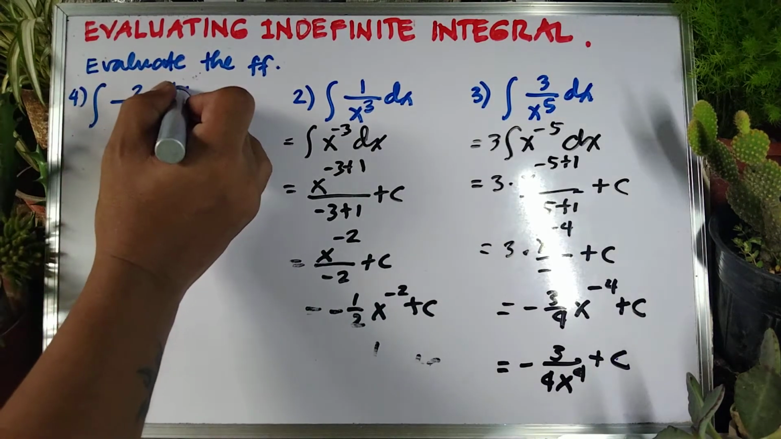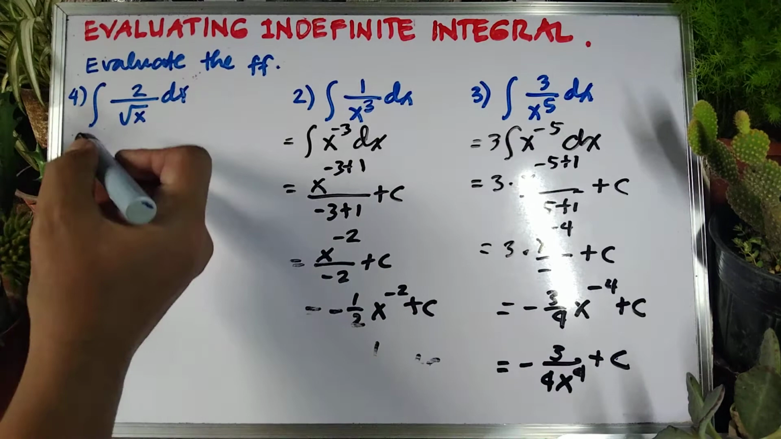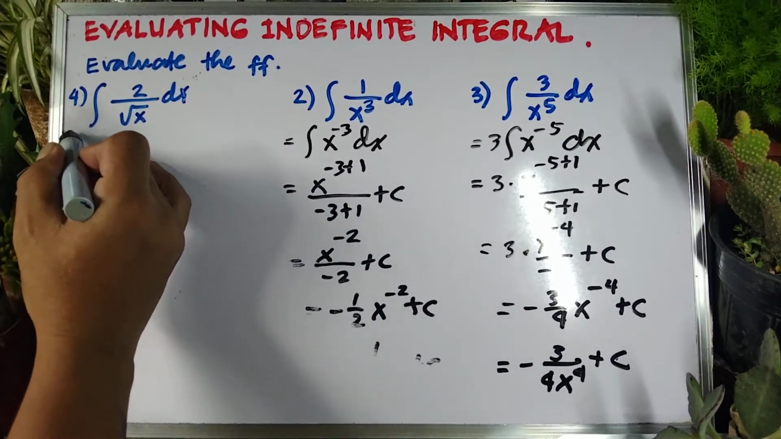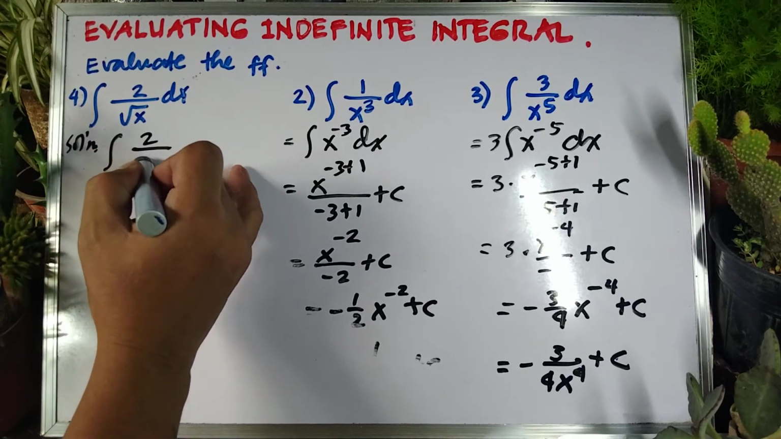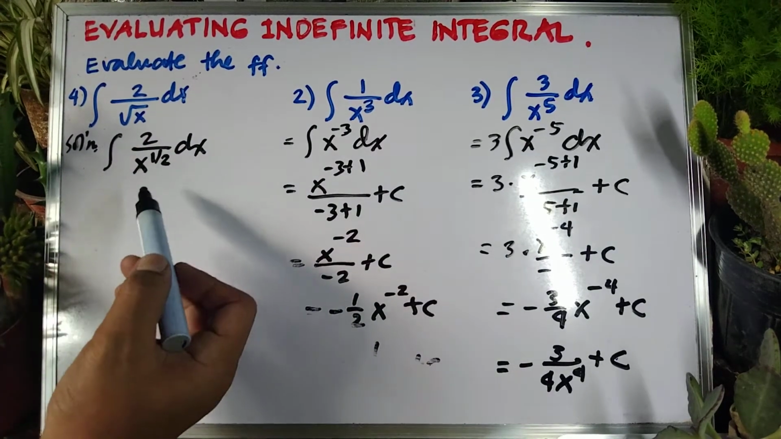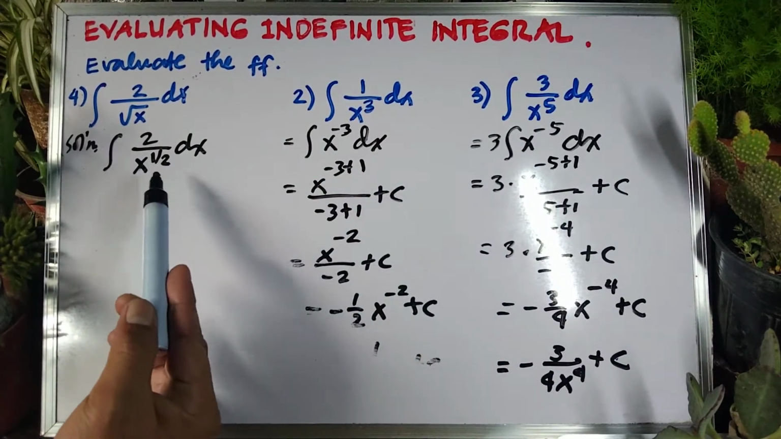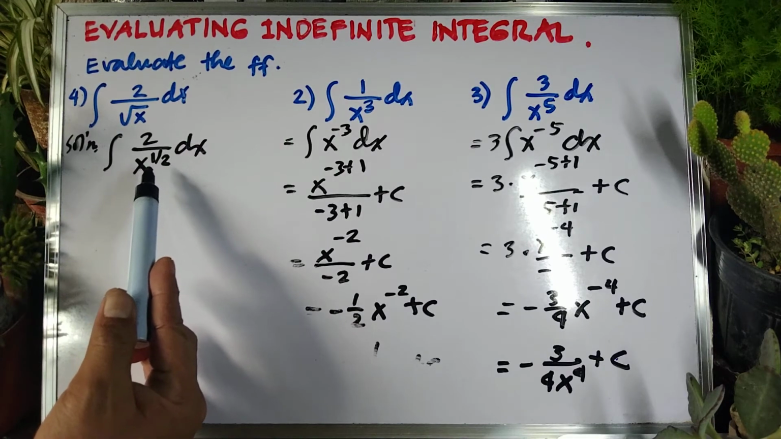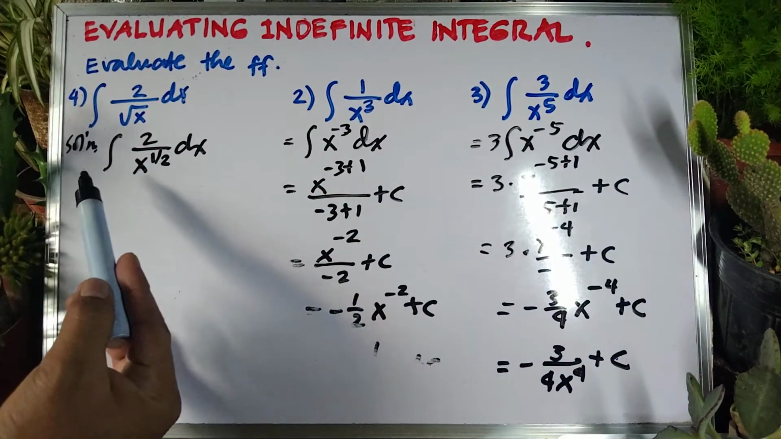So, as you observe, there is a radical in the denominator. So, we still need to rewrite that to its equivalent form, because we can no longer solve that using the basic integration rule. So, let's rewrite that first before we solve. You have the integral of 2 over x to the power of 1/2 dx. Now, as you observe at this point, it is the same as number 3. The only difference is that the exponent of x is a fraction. So, how we solved number 3 is just the same as number 4.